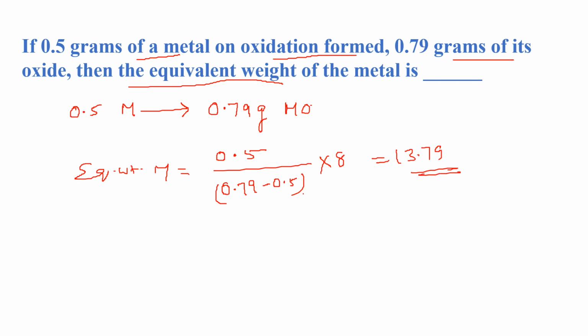Like this you have to calculate. What is the formula? Given weight. So given weight is 0.5. Then what is the oxide? Why is it converted into oxide? So the oxide weight minus the metal weight, that is 0.79 minus 0.5, you will get 0.29, and by multiplying with 8, because the equivalent weight of oxygen is 8, then you will get 13.7 as the equivalent weight of the metal.